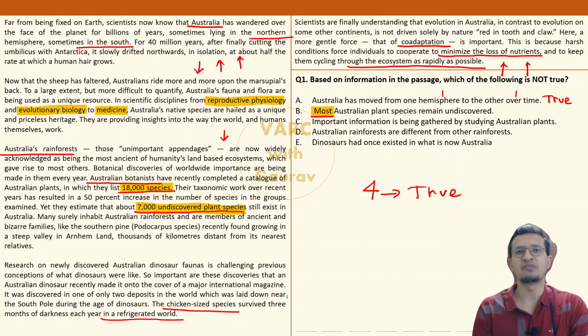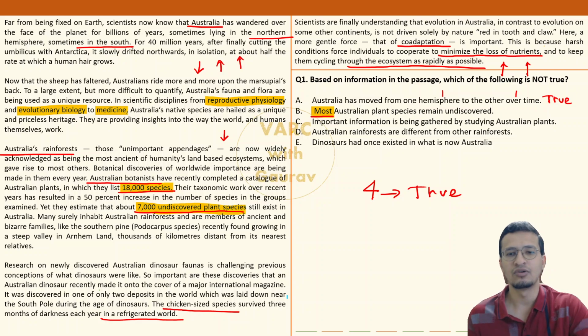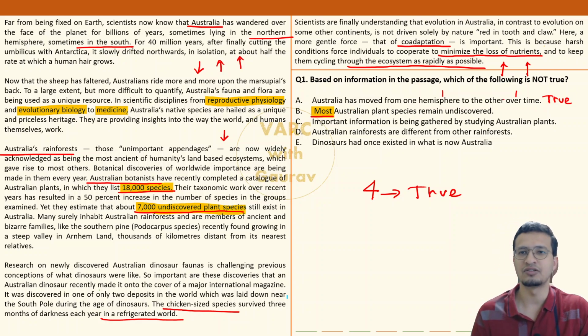Maybe what you can say is a substantial number of Australian plant species remain undiscovered. Good. Many, good. It will work. Most, wrong. Okay? So this statement, technically speaking, is not true and hence immediately qualifies as being the answer. Rest of the statements, I'll walk you through them very quickly.